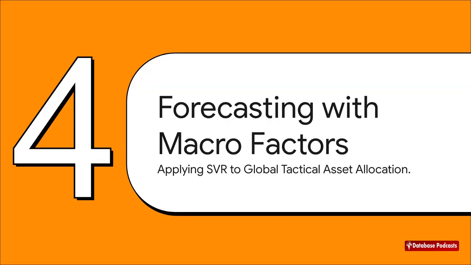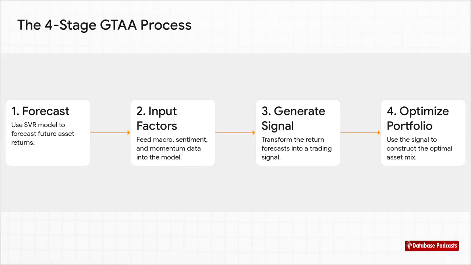Okay, so let's put all these pieces together now. We have this really powerful forecasting tool, SVR. How can we actually use it to build a sophisticated, real-world investment strategy? A strategy called Global Tactical Asset Allocation, or GTAA, can be built using SVR in 4 main stages.